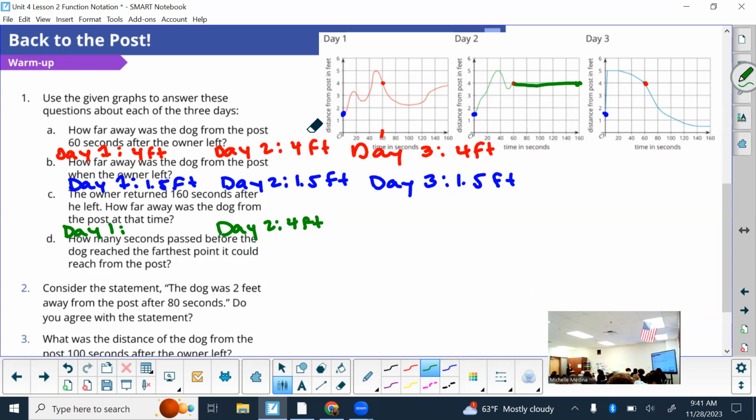Okay. So day 3, looking at how this graph trends downward, would that mean that the dog is getting closer to the post or farther from the post? Closer, because the distance from the post is decreasing. So it's just knowing how to read it and interpret it. So table 7, day 1, 160 seconds after the owner left, he returned. How far away was the dog at that time?